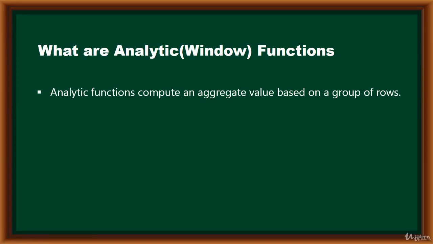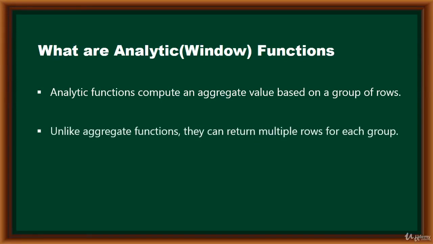They are similar to aggregate functions, but the key difference between analytic functions and aggregate functions is that, unlike aggregate functions, they can return multiple rows for each group, while an aggregate function returns a single result. So that's the key difference between a window or analytic function and an aggregate function.